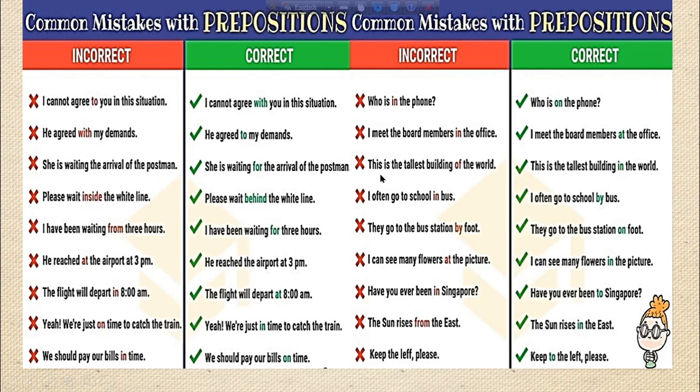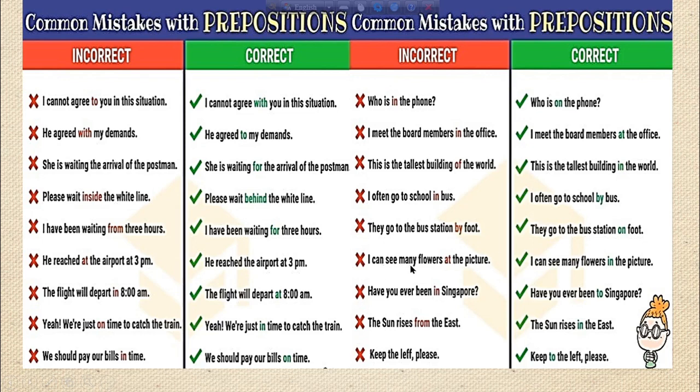So, common mistake is, this is the tallest building of the world. But the correct answer is, this is the tallest building in the world. I often go to school in bus. This is wrong. The correct answer is, I often go to school by bus. They go to the bus station by foot. But the correct answer is, they go to the bus station on foot.